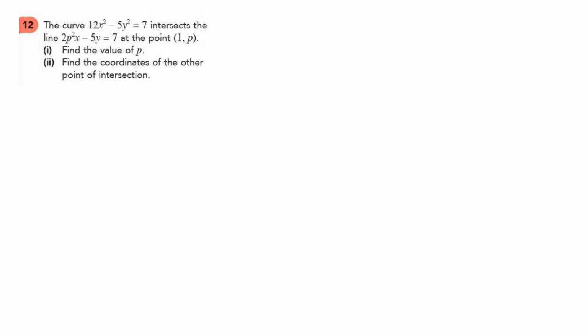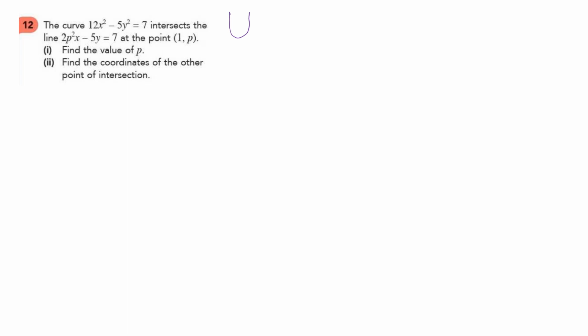Right, let's look at this question here. You're given two equations, and you're given that these two equations intersect at the point (1, p). One of them is a curve and one of them is a line.